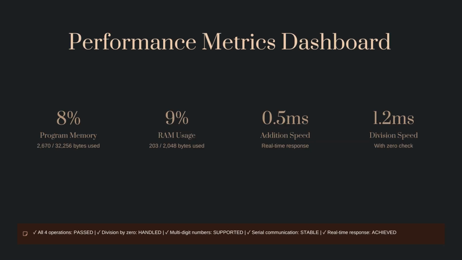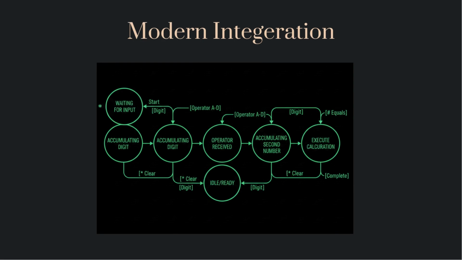Memory efficiency. The entire program uses only 8% of program memory and 9% of RAM. This demonstrates efficient code design, crucial for embedded systems where resources are limited. Modern integration. Finally, the Web Serial API demonstrates how classical computer architecture concepts integrate with modern web technologies. The browser acts as an I/O device communicating with the embedded system in real time. This is a bridge between low-level embedded systems and high-level web applications.